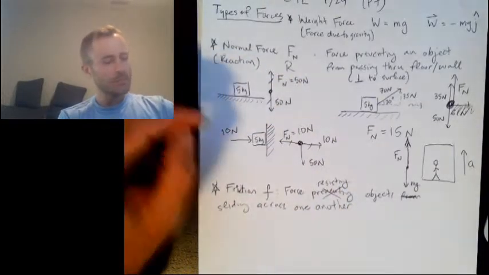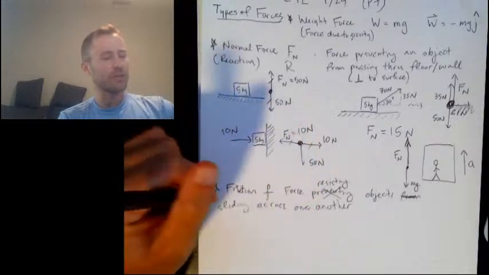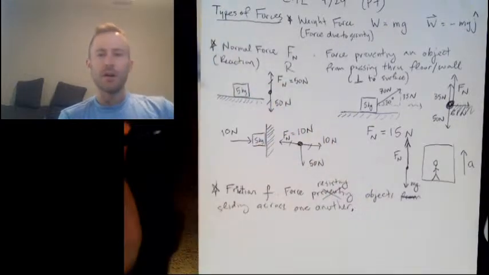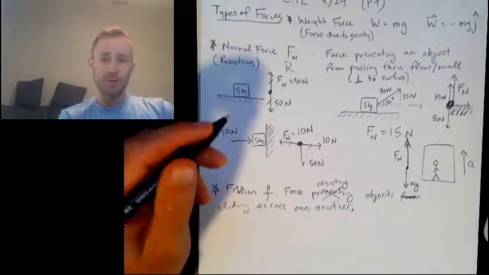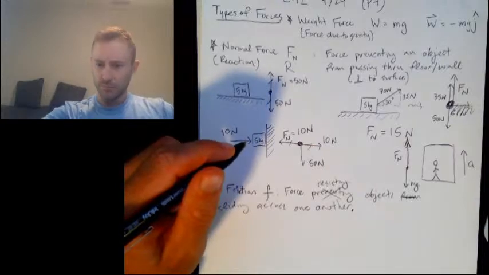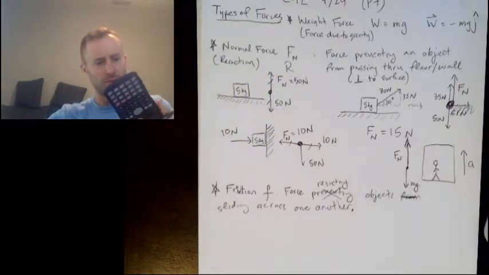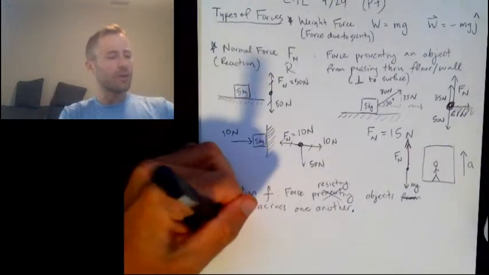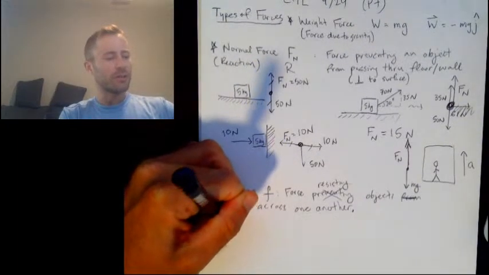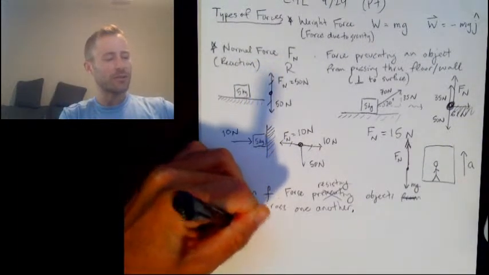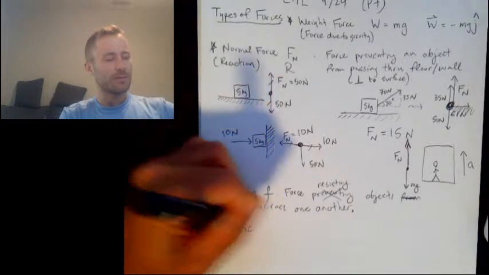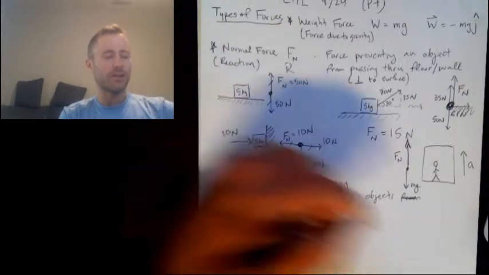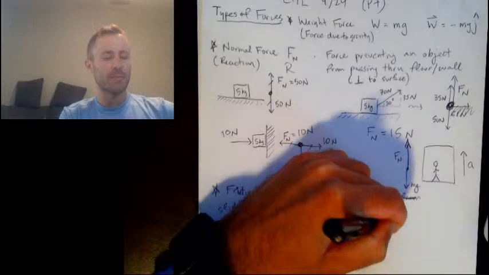Okay? The force resisting objects sliding across one another. There are two types of friction. All right? Two types of friction. The first type of friction is called static friction. And the second type is called kinetic friction.